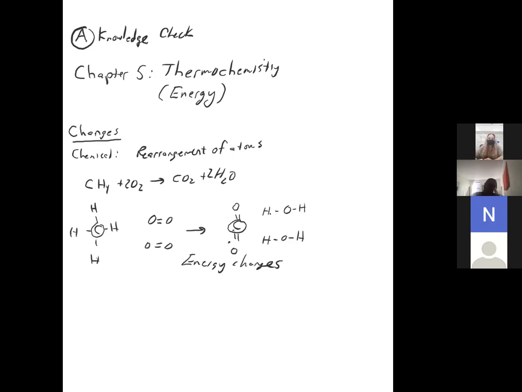So a chemical reaction involves a rearrangement of atoms. That's a chemical change. But it also involves energy changes. And energy is something that we've got to talk about because the reason that we use natural gas on a stove is because we want heat, right? We want to boil water. We want to cook SpaghettiOs. We want to use the energy that's in that chemical substance, methane and oxygen, in order to do the sort of work that we want to do.